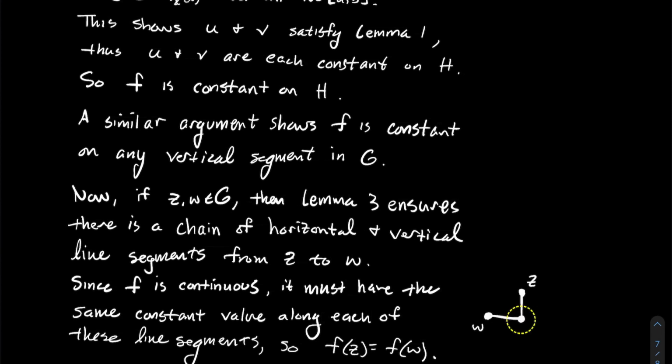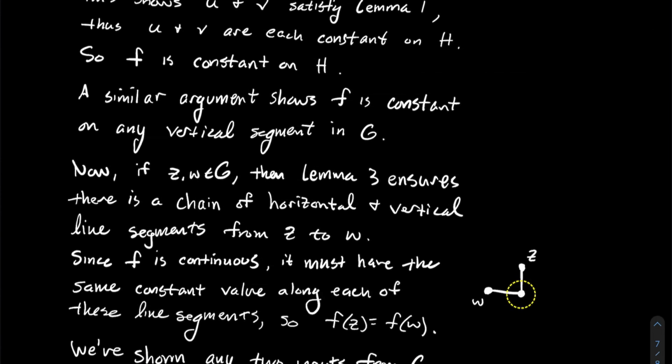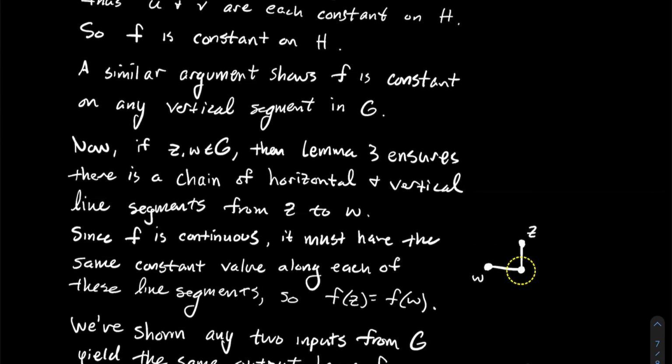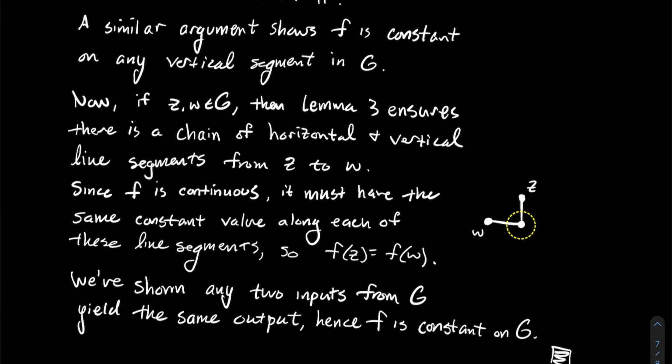I've got a little picture there for you as well. Because f is continuous, when I zoom in and take some arbitrarily small disk around, say, that point in the corner over there, the values of f of z and f of w have to be within epsilon of each other. So eventually, they have to be the same. So what have we shown? We've shown that any two points from G yield the same output. And of course, that's the same thing as saying that f is constant on G.